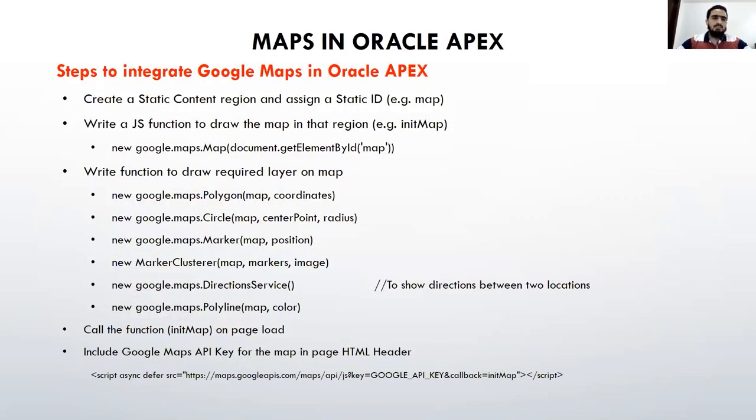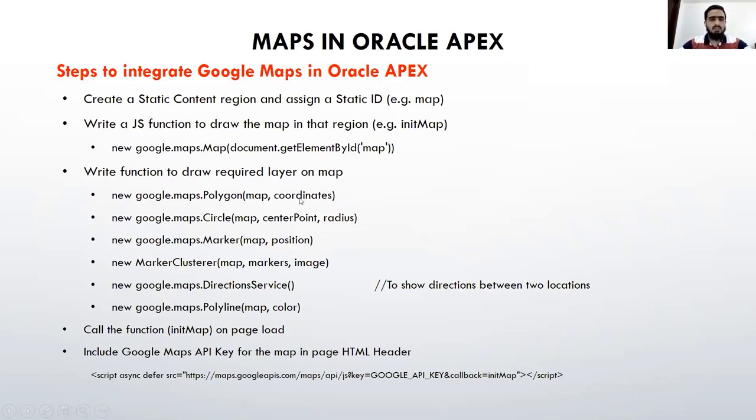Here I have mentioned some steps to integrate Google Maps in Oracle Apex. First of all, you need to create a static content region, and you need to provide a static ID. The next thing is we need to write a JavaScript function that will draw the map for us inside that region. We will just pass the static ID to this line of code, and it will draw the map inside that region. And the next thing is we want to draw different types of layers on Google Maps. It can be polygon, circle, markers, or a cluster. They are again simple, but we need to use JavaScript for these things.